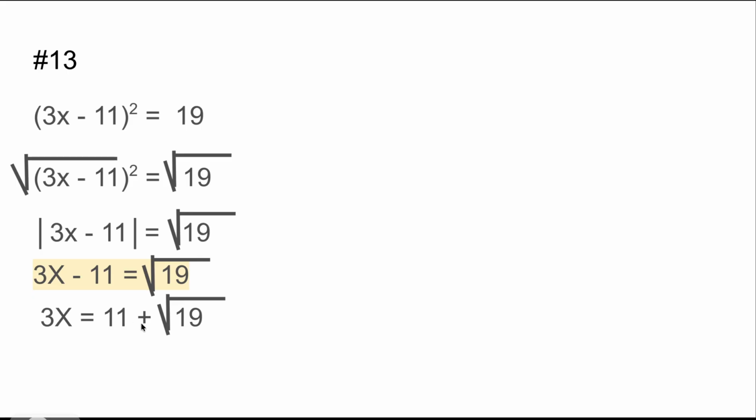11 plus square root of 19. Then you're going to hit enter. Leave that number in your calculator, and then you're going to write divided by 3, enter, and you should get 5.12.